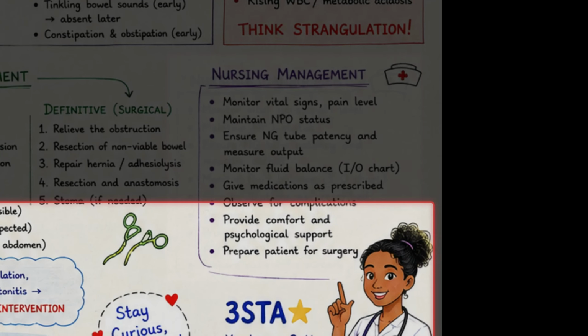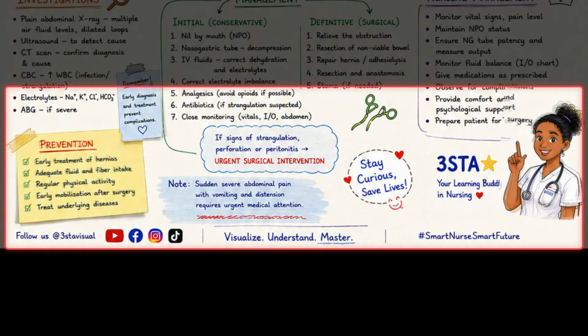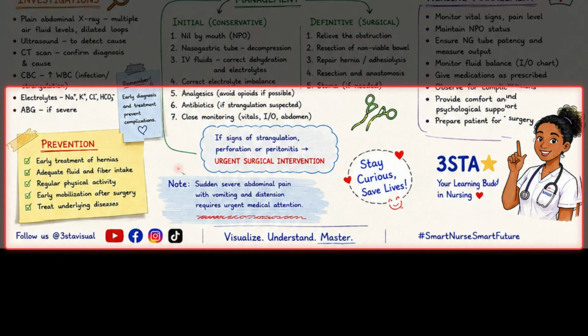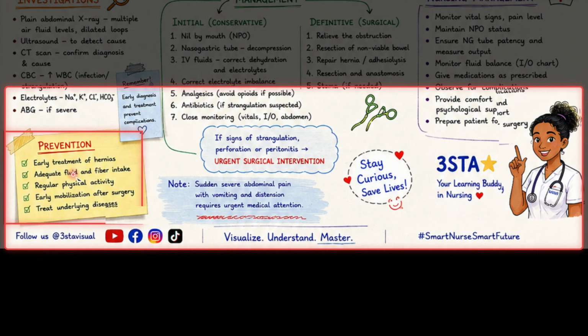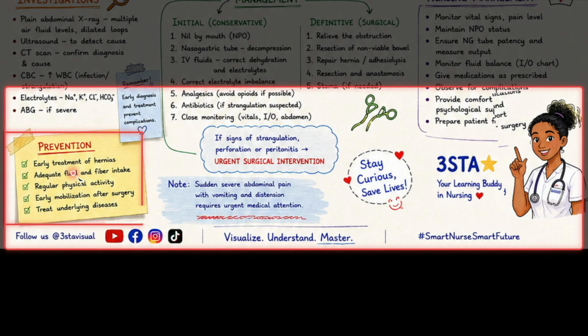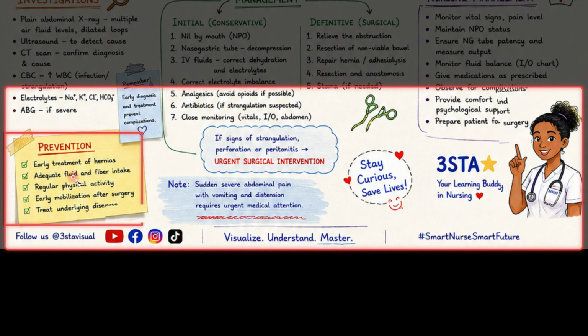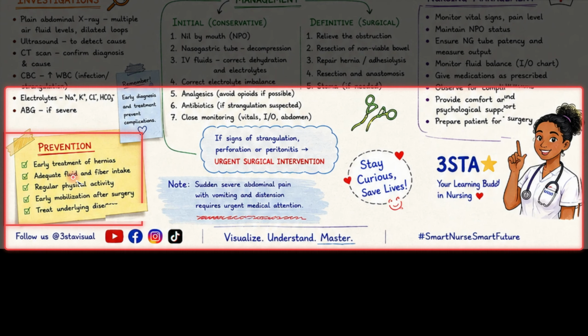To conclude this educational masterclass, let us summarize key preventive strategies and critical takeaway notes. Prevention of bowel obstruction relies heavily on proactive clinical management. Early surgical repair of abdominal wall hernias prevents future tissue incarceration and strangulation. Encouraging adequate daily hydration, high-fiber dietary intake, and regular physical activity prevents severe fecal impaction.